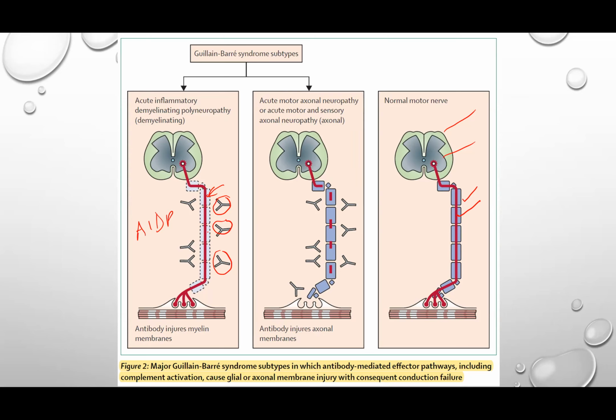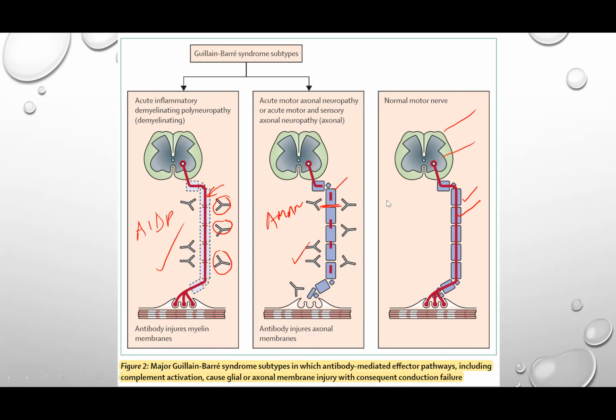Now look here, this is AMAN. In AMAN, what happens? The sheath is all right. There is no problem with the myelin sheath, but the integrity of the axon is affected, the axolemma is affected, and it is disturbed at the nodes of Ranvier. So there is a discontinuity in the conduction in the motor nerve. This is more dangerous. So this is how the antibodies are acting: in one case on the myelin, in the other case on the axolemma.